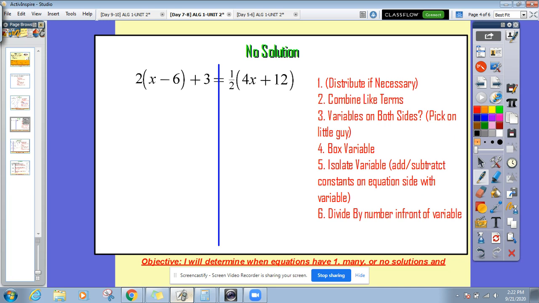All right, guys, so in this example, we want to look at an equation that has no solution. We want to solve it like normal and then see the weird stuff that happens, okay? So I'm going to put my secret ones here, and then we're going to start by distributing because we have parentheses.